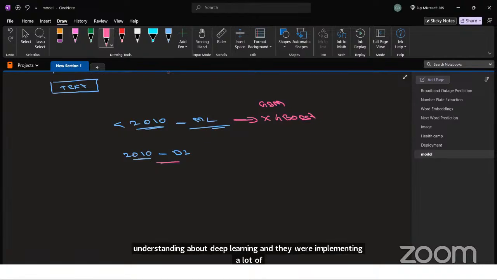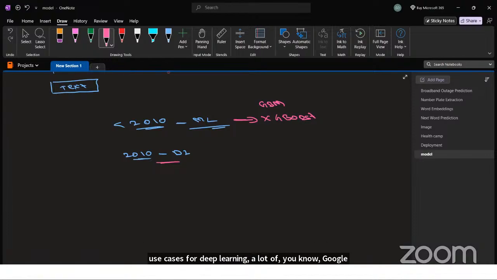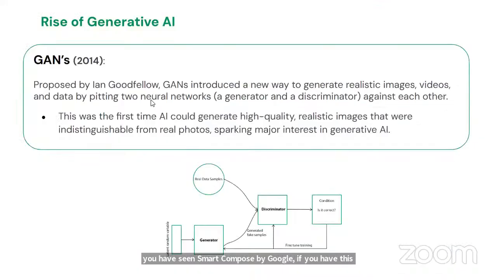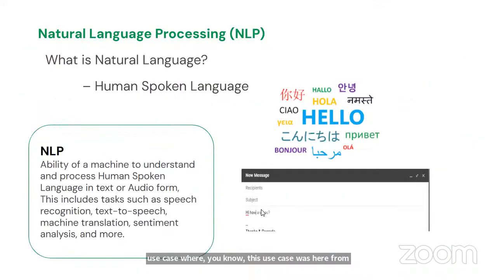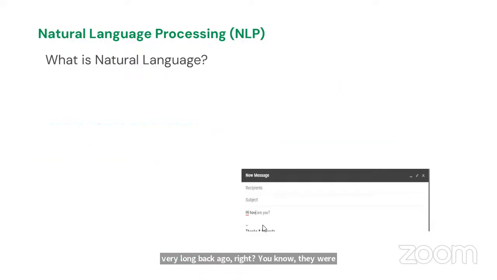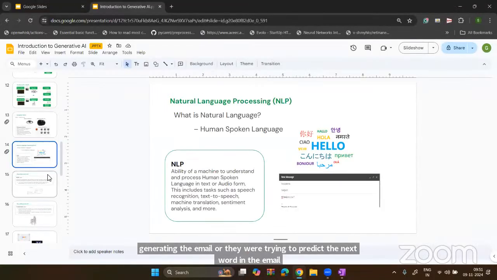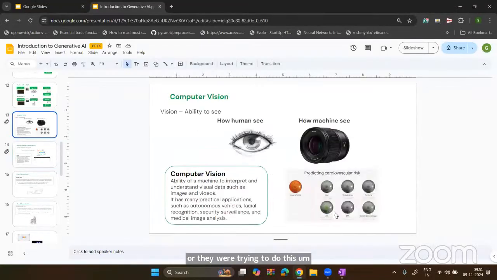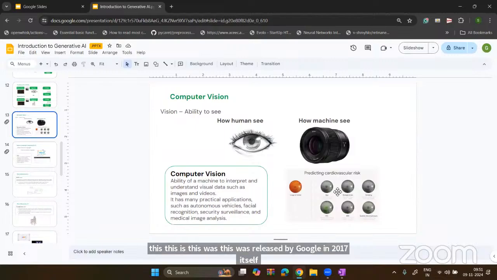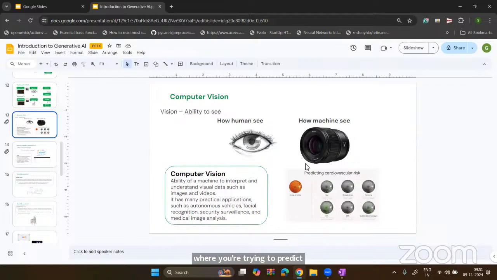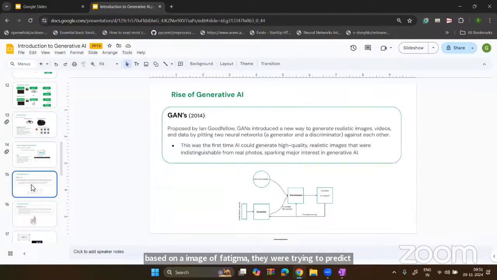Google was working a lot on deep learning use cases. If you have seen Smart Compose by Google, this use case has been there from very long ago, right? Where they were generating the email, or trying to predict the next word in the email. They were also doing this kind of task. This was released by Google in 2017 itself, where they try to predict the various conditions of a person based on the image of the retina. Based on the image of the retina, they were trying to predict multiple conditions like this. So this was the idea.